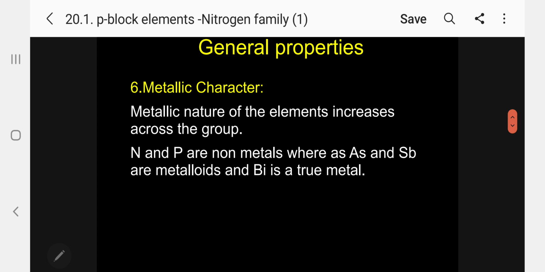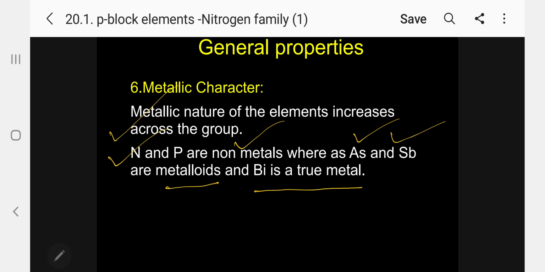Coming to metallic character. The metallic nature of elements generally increases down the group. Starting from nitrogen, it moves from non-metals to metals. Nitrogen and phosphorus are non-metals, whereas arsenic and antimony are metalloids. Bismuth is a true metal. Please follow. We have already classified elements in 2 ways. This is one of the classifications based on the property: metals, non-metals and metalloids. So nitrogen and phosphorus are non-metals, arsenic and antimony are metalloids, and bismuth is a true metal.